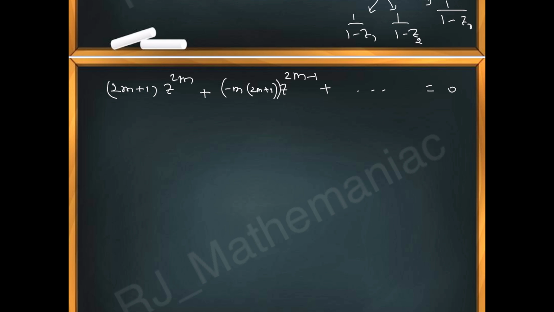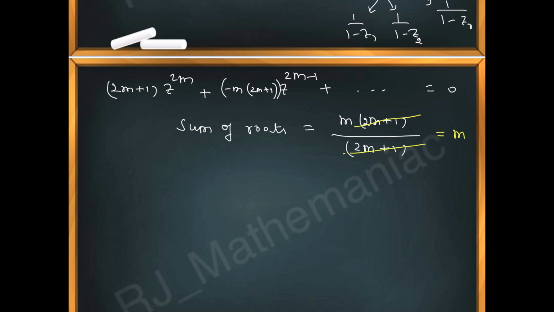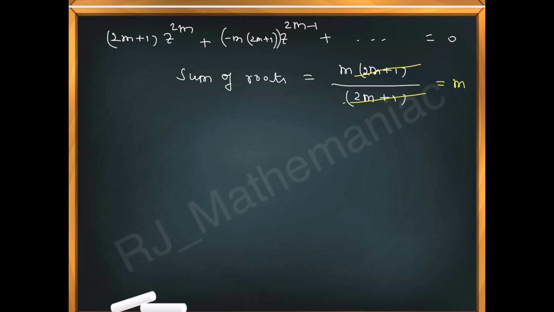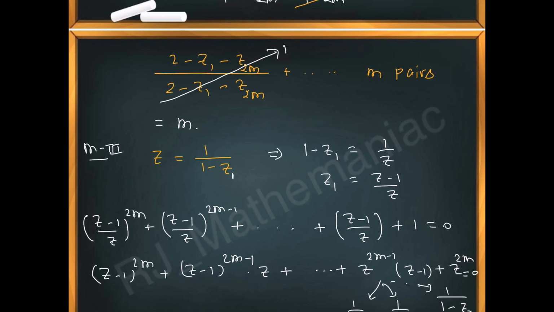So what is the sum of roots? That is equal to minus of (minus m into 2m plus 1) divided by 2m plus 1. Now this and this get cancelled. Finally, you are getting m. So all these three methods can be used. If you get any other method, you can mention it in the comment section. I hope you got it. Thank you.